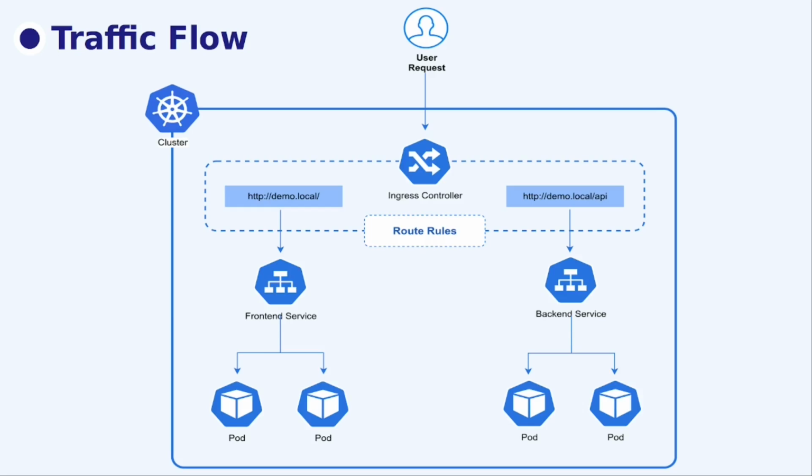Traffic flow. Now let's talk through the complete traffic flow of a request. Imagine a user opens the following URL, demo.local/api/users. The request begins in the user's browser, travels across the internet, and arrives at the Kubernetes cluster's Ingress controller. The Ingress controller inspects the request path. Because the path begins with /api, the Ingress forwards the request to the backend service.